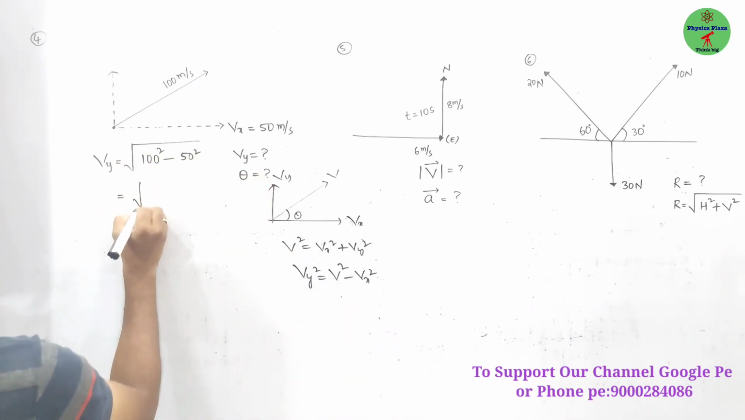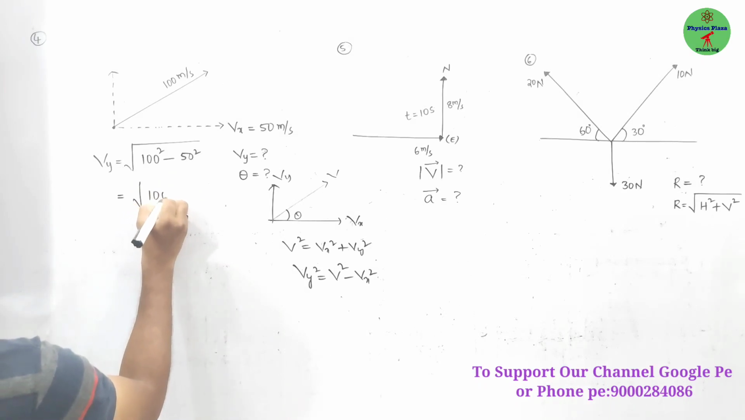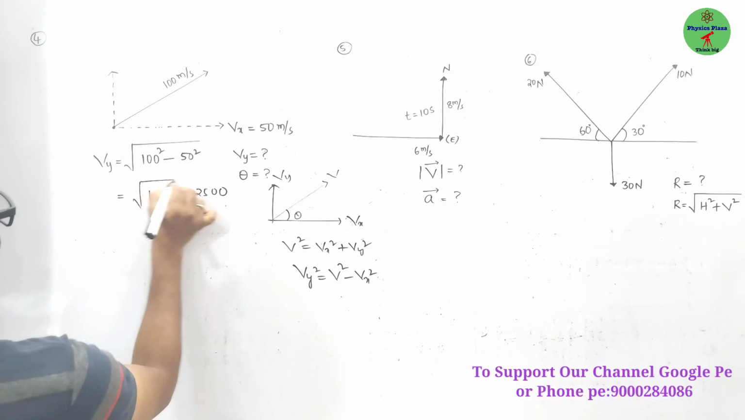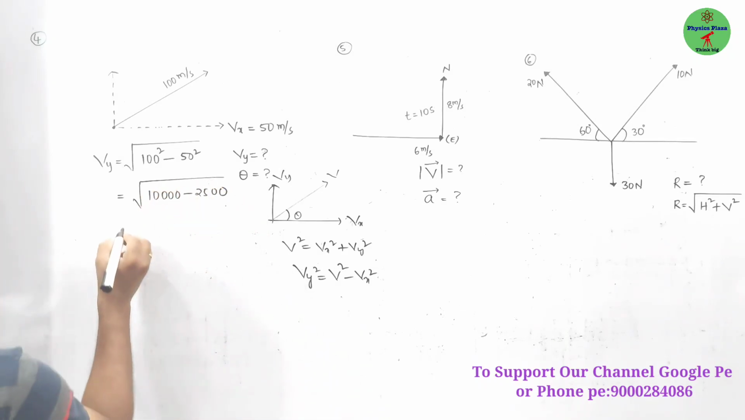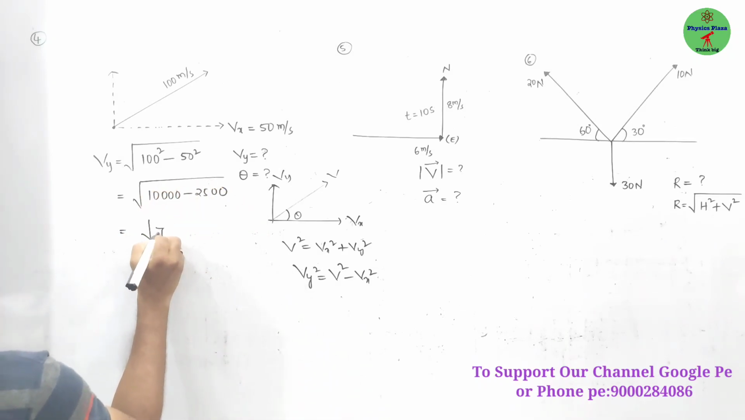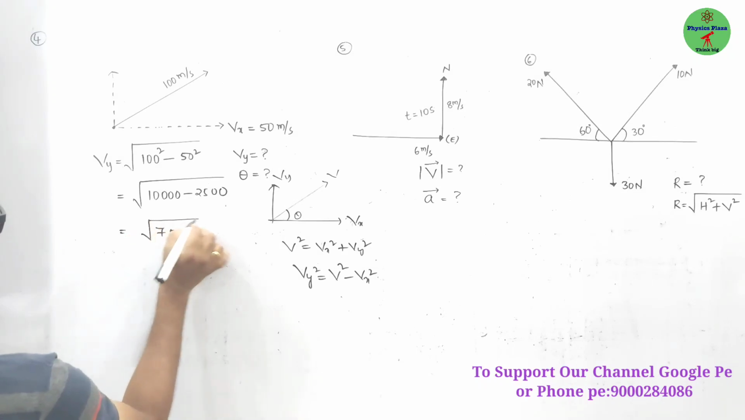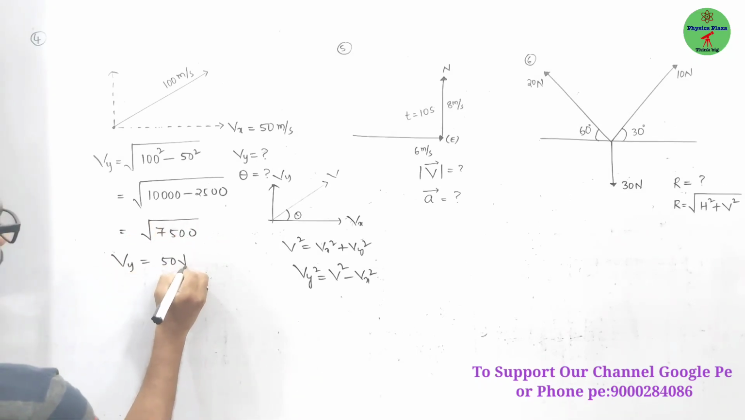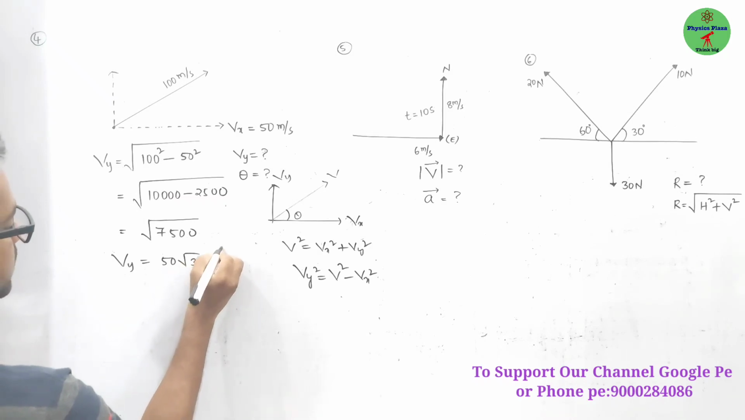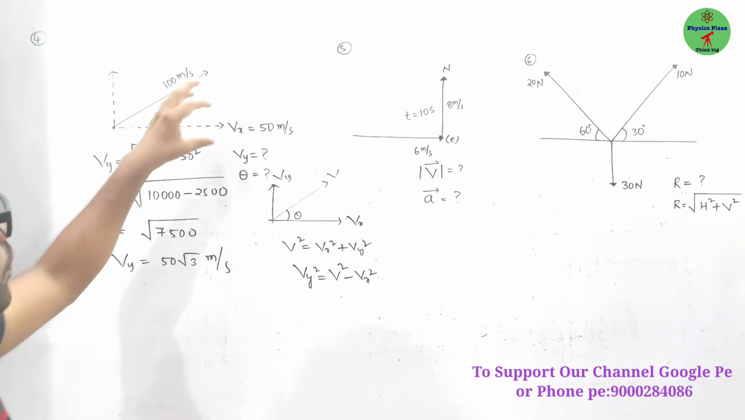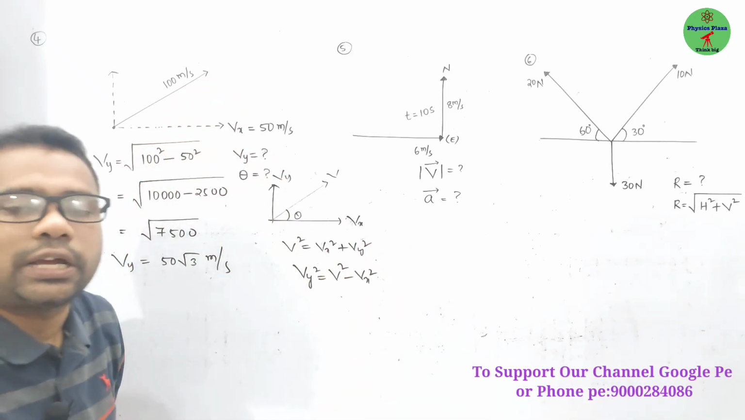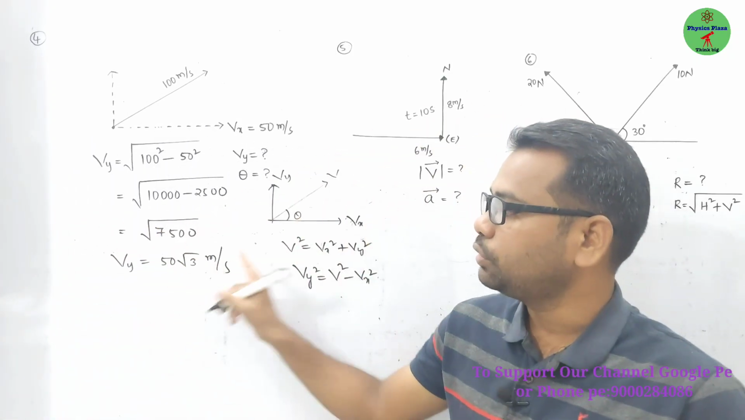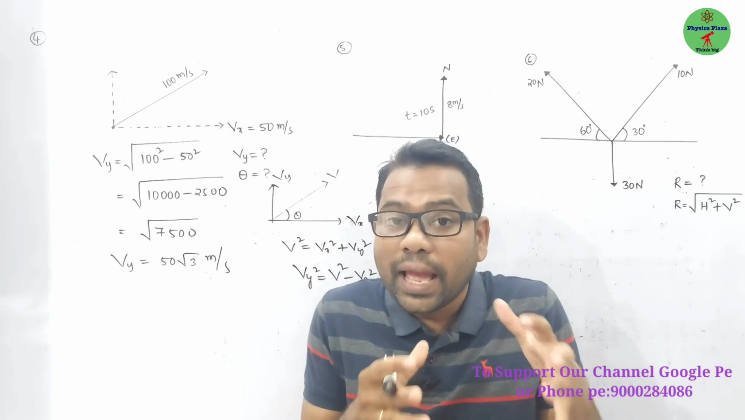Now this is going to be 10000 minus 2500. So this is going to be 7500, and if you simplify this, you will get 50 root 3 meter per second. So 50 meter per second is given as one of the rectangular components, and we calculated the other rectangular component as 50 root 3. Now they are asking us to find the angle.